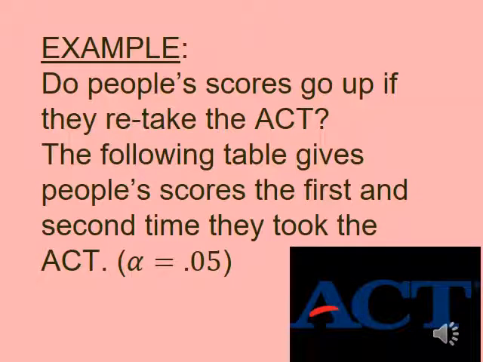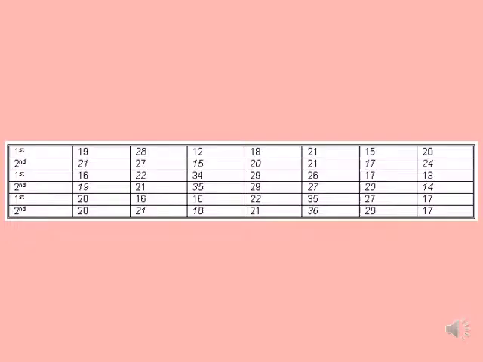So here's another example. It says, do people's scores go up if they retake the ACT? The following table gives people's scores the first and second time they took the ACT, and it tells us we're going to use alpha equals 0.05. So here's a table, and I know that you really can't read that on anything, but what I would do with this is look at all the combinations of first and second, and like the very first entry, somebody got 19 the first time they took the ACT. They got 21 the second time, so their score went up.